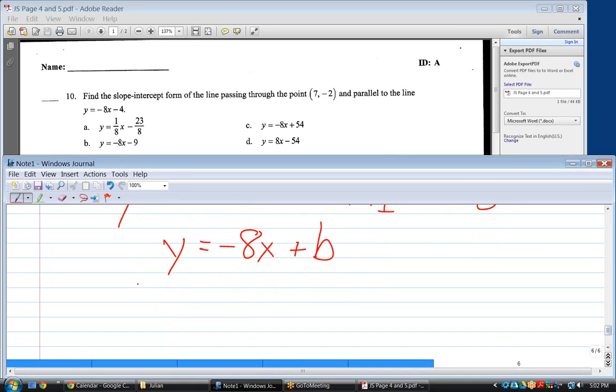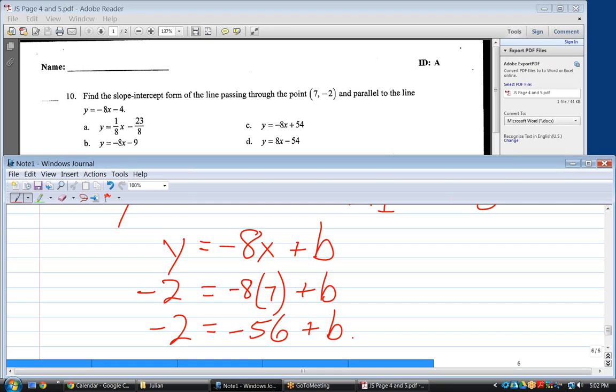So -2 equals -8 times 7 plus B. Okay, solve that for B. Is it -56? Okay, so -2 equals -56x plus B. No X. You already plugged in, you substituted for the X. If I throw an X in there, it's just going to really throw things off. Remember, we need a number for B. If I got an X in there, I can't get one.